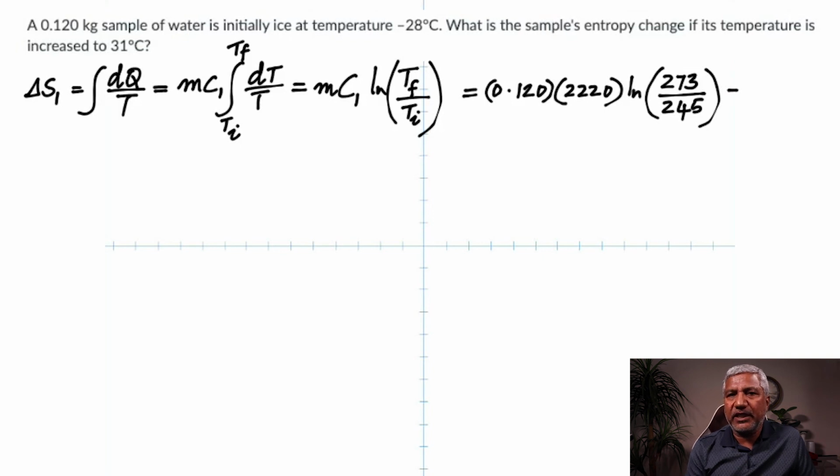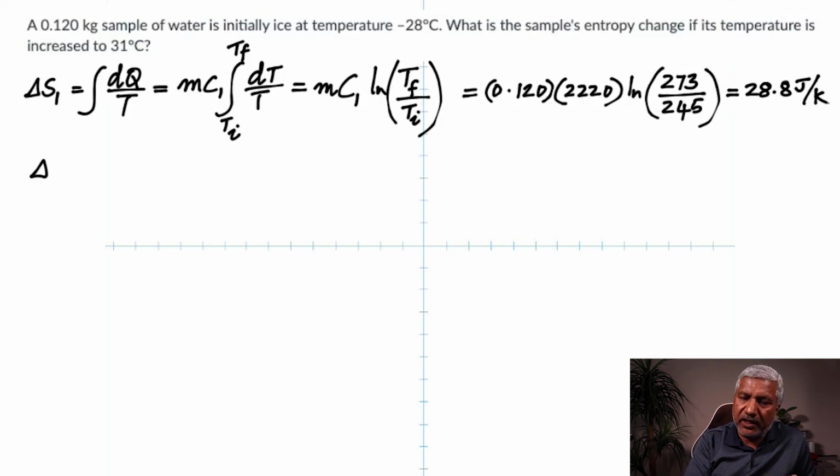So negative 28 Celsius in Kelvin, is it 246, 245? Can't see, too old. Yeah, 245, okay. So when you do that, you would get 28.8 joule per Kelvin. Also notice the unit of entropy. It's joule per Kelvin. Any question on that part? This is the part where ice is being heated.